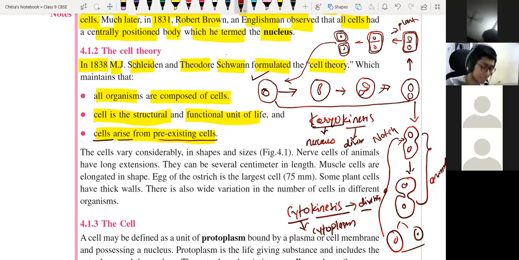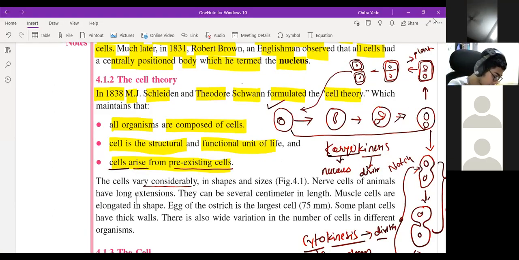So the cell varies considerably. There are many different kinds of cells, because our heart is formed by a type of cell called the cardiac cell. The respiratory system is formed by respiratory cells. And our body, bones, and whatever different kinds of organs and parts we have are formed by different types of cells.